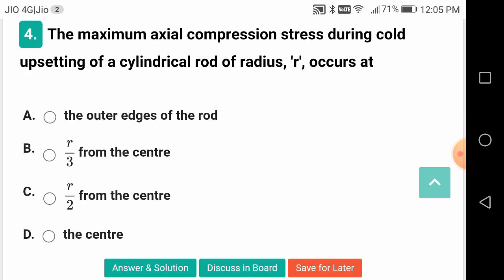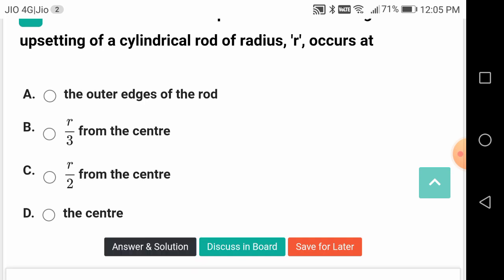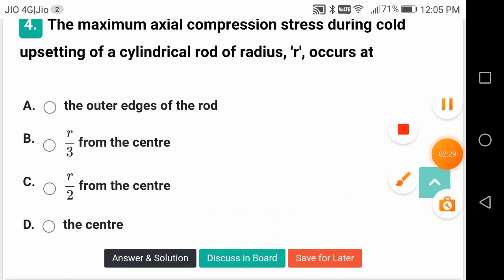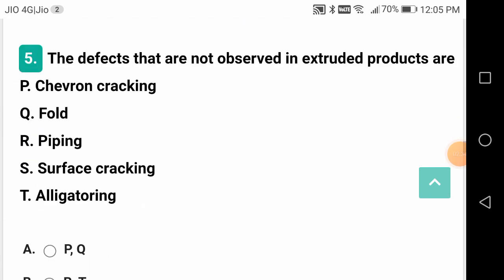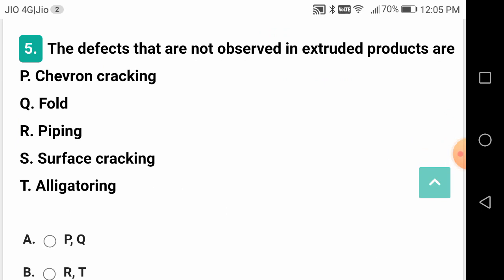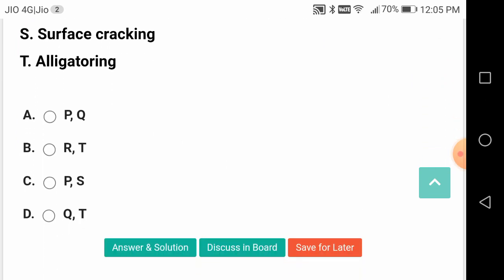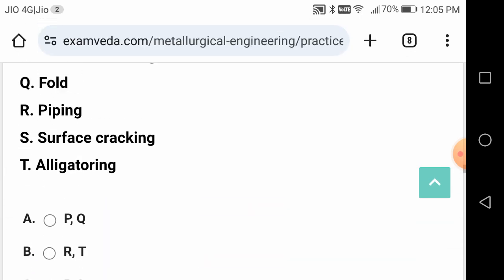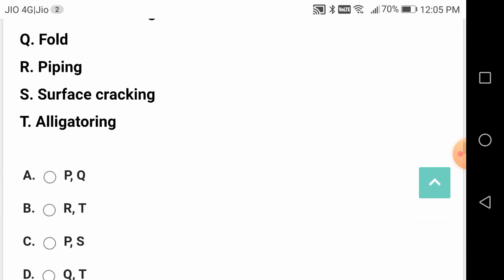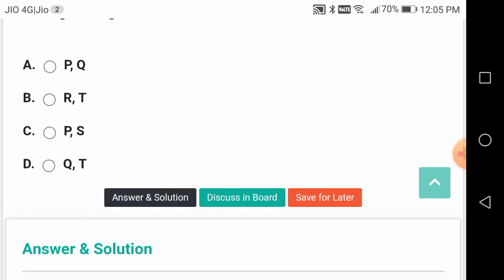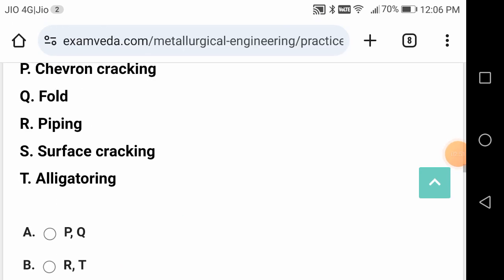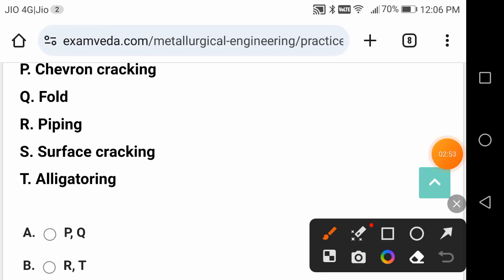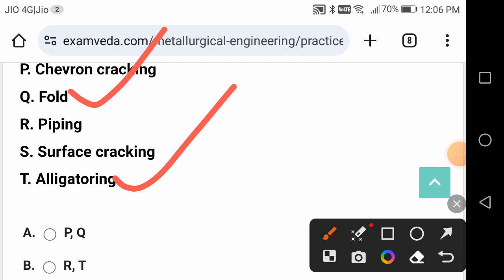The maximum axial compressive stress during cold upsetting of a cylindrical rod of radius R occurs at? This is a good question, friends. At the center. The defects that are not observed in extruded products are, right. So what are the defects not observed in extruded products? The correct answer is Q and T. That means fold is not observed in extrusion and alligatoring is also not observed in the extrusion process.